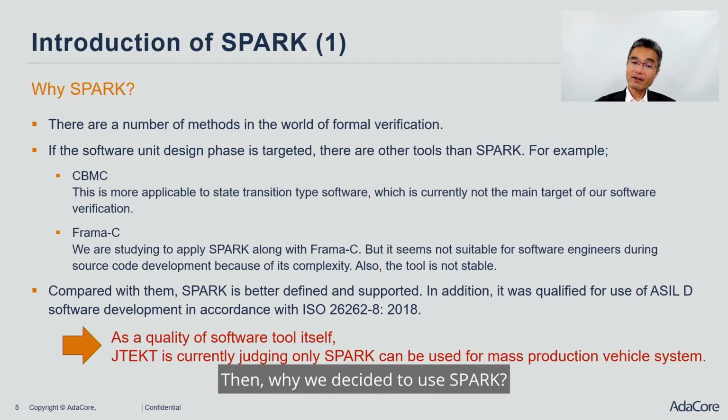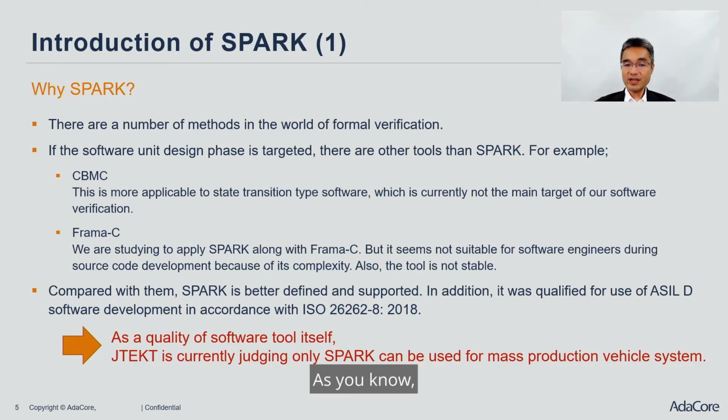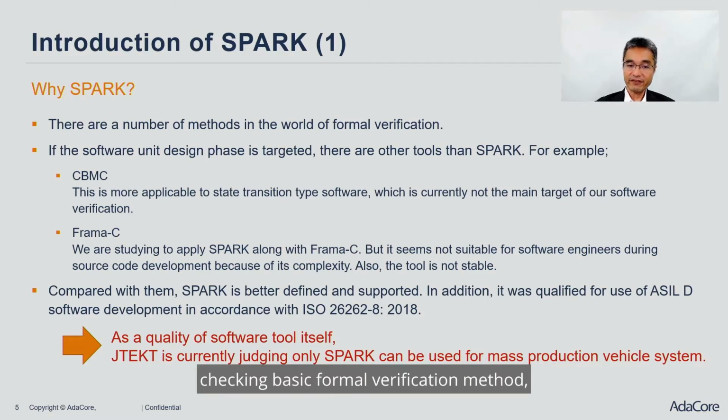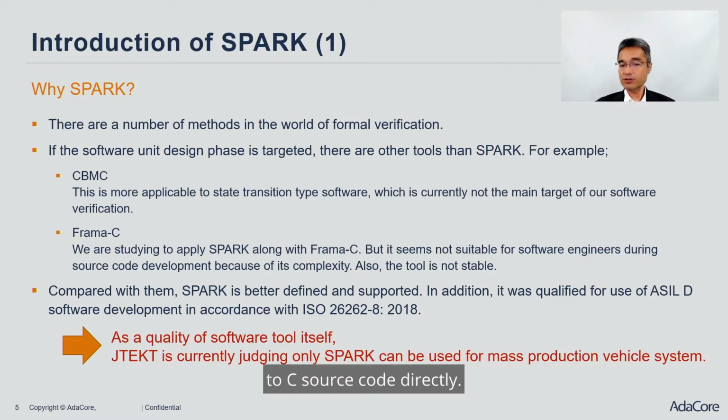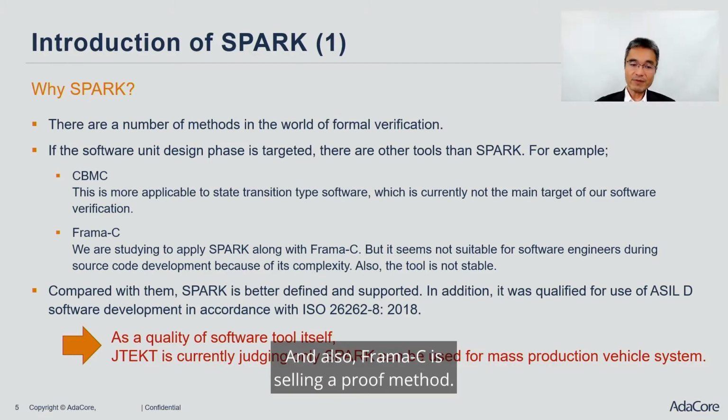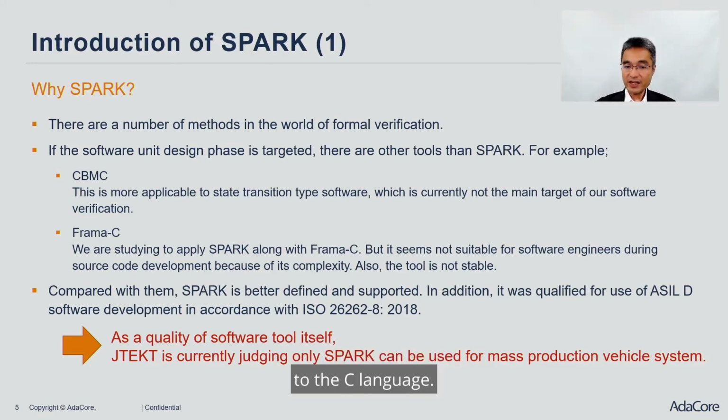Then, why did we decide to use Spark? As you know, there are several other methods to use formal verification or formal methods. For example, CBMC is a model checking-based formal verification method, which can be applied to C source code directly. And also, Frama-C is a theorem proving method. This is also applicable to the C language. But for Spark, we need to convert C source code to Spark. So that is one drawback. But compared with these two software tools, Spark has strong points.